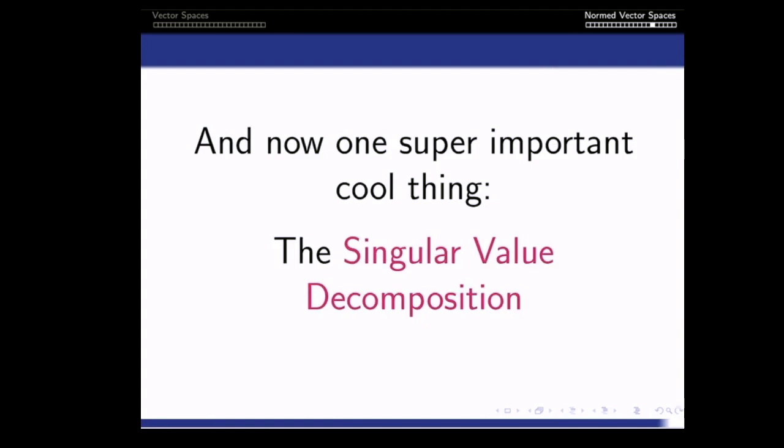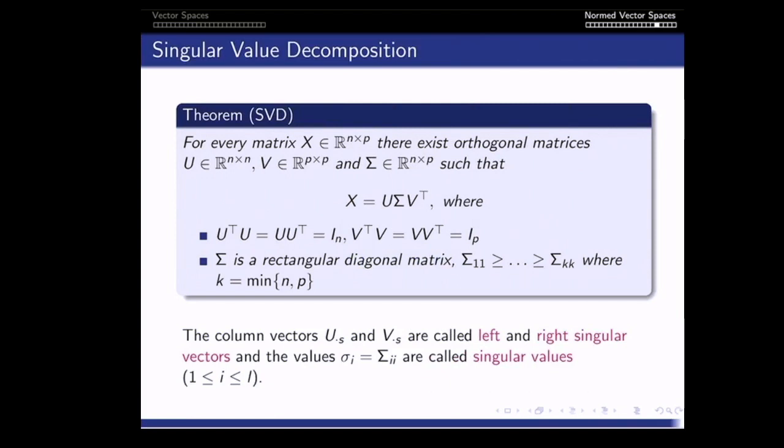And now there is just one super important thing I still need to show you. And this is the singular value decomposition. So, okay, big theorem, I know. But if you look at it, it's easing you a lot of stuff. So what is the singular value decomposition? For every matrix X, which is n times p dimensional, there exist orthogonal matrices U and V and a diagonal matrix sigma, such that X is decomposed by the matrix product of U times sigma times V transposed.